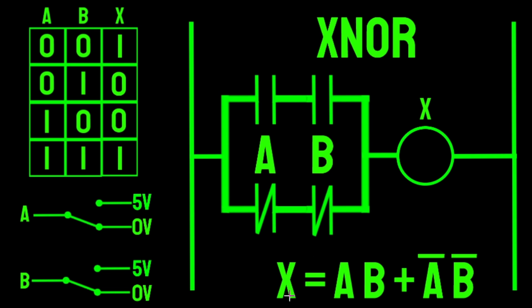You can see down here is the formula for the exclusive NOR operation. The first term is A and B, which is represented by this normally open A contact in series with this normally open B contact. The second term is A bar and B bar, which is represented by this bottom branch with two normally closed contacts in series. The branches are in parallel due to the OR operation.